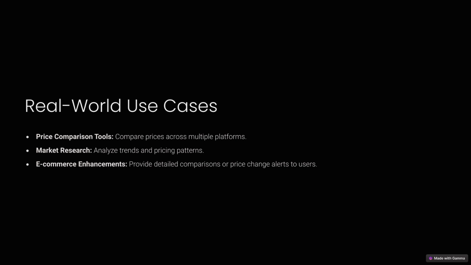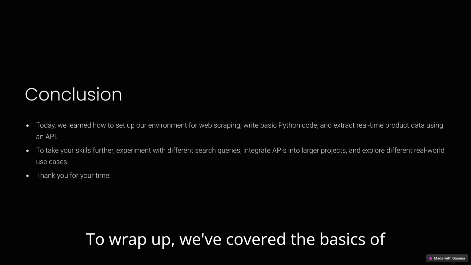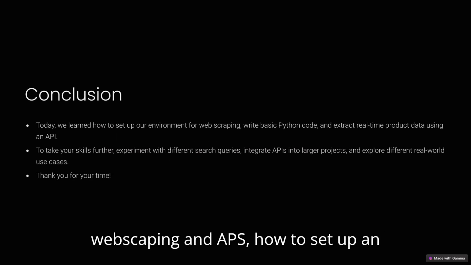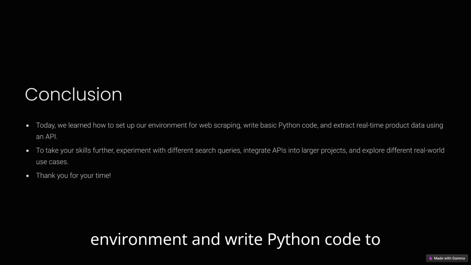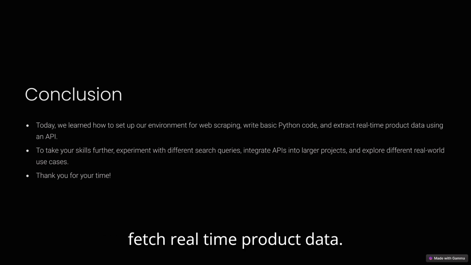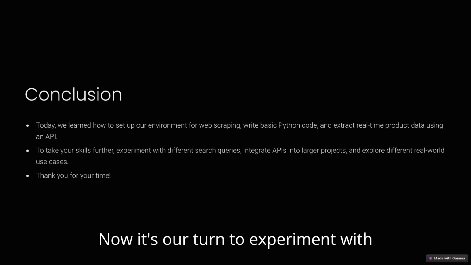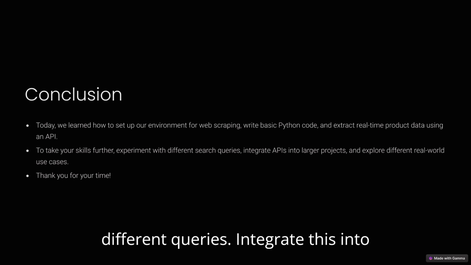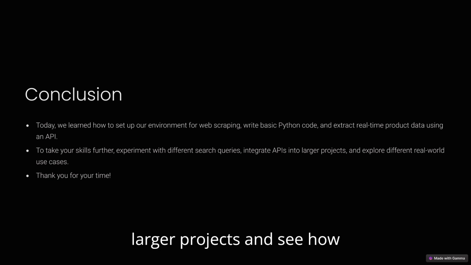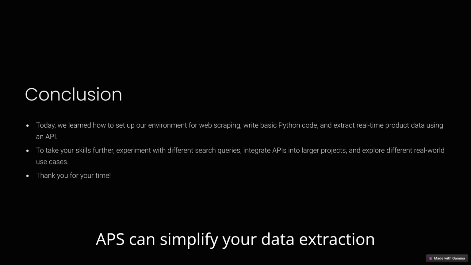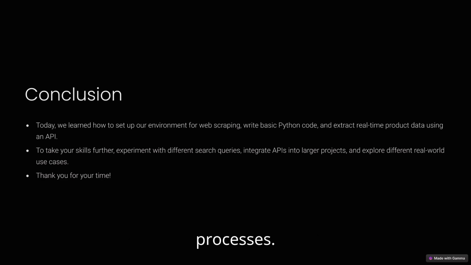To wrap up, we've covered the basics of web scraping and APIs, how to set up an environment and write Python code to fetch real-time product data. Now it's your turn to experiment with different queries, integrate this into larger projects, and see how APIs can simplify your data extraction processes.